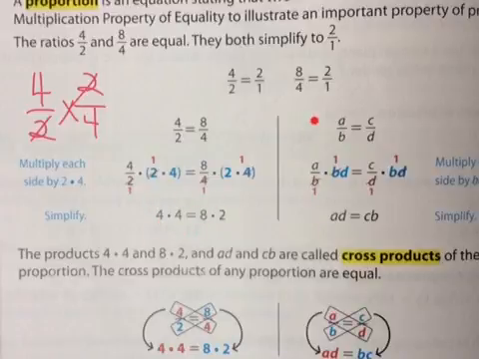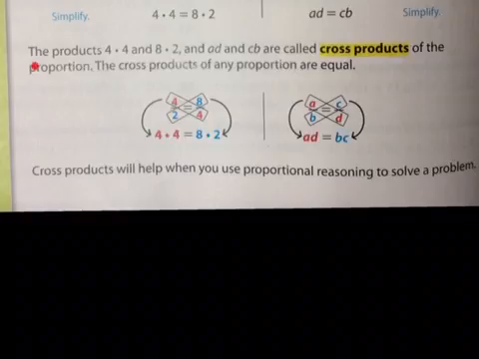Here it is using variables. And here's what we mean. The products 4 times 4 and 8 times 2, or AD and CB, as you see there, are called cross products of the proportion. The cross products of any proportion are equal. And that's what we were trying to show you. 4 times 4, 8 times 2, both equal 16. Cross products will help you when you use proportional reasoning to solve a problem.